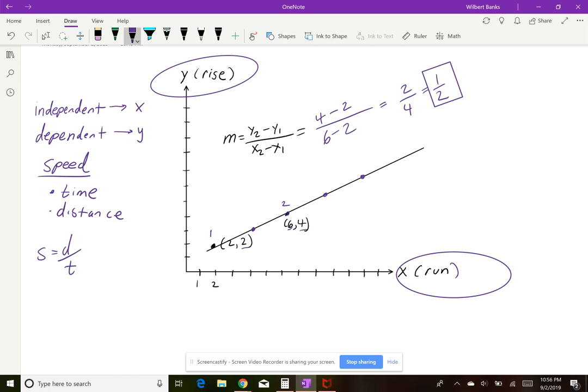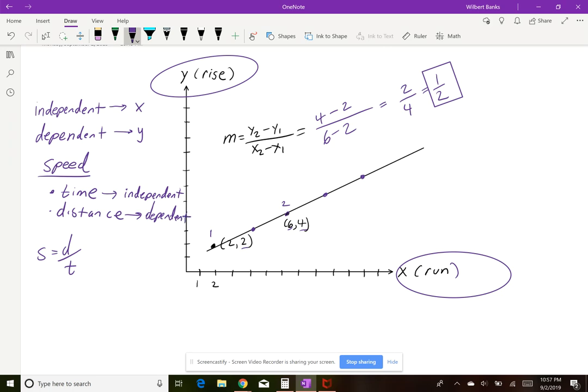So if I was to ask you which one of those guys is independent and which one is dependent, the answer that you'll find is that time is independent. And we know this because if I gave you a certain amount of time to determine how far you can go, that time is independent, but how far you can go depends on how much time I give you. So your distance depends on what time it is.